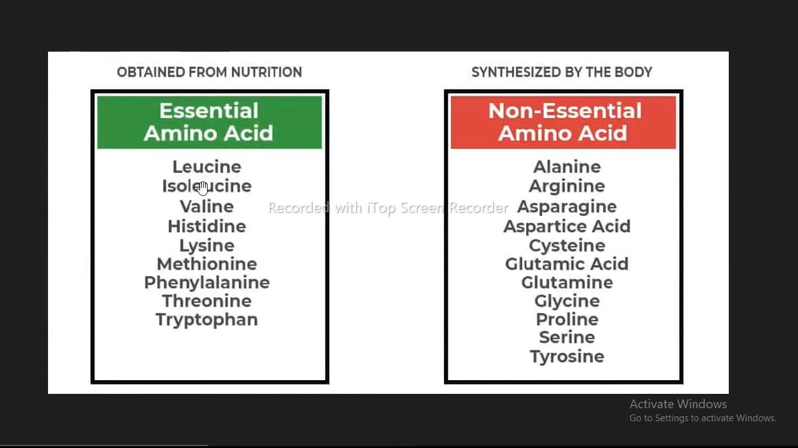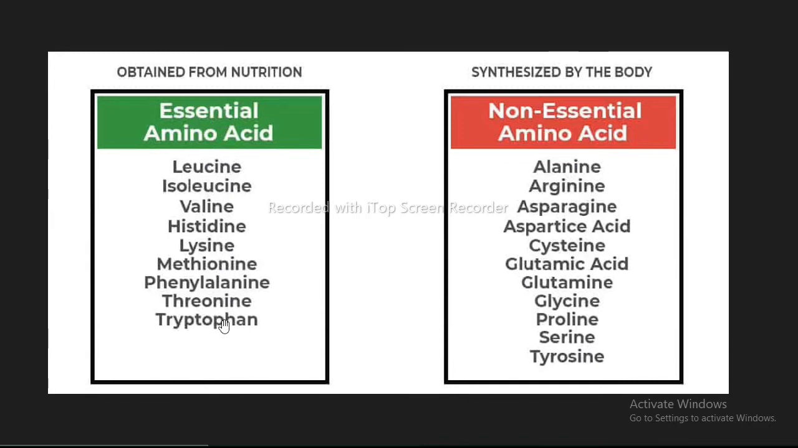ये जो है ये body में synthesize नहीं होता. And non-essential amino acids are synthesized in the body. They are actually synthesized in the body. Remember the examples of essential amino acids and non-essential amino acids. ये जो classification है ये based on nutritional requirement में.